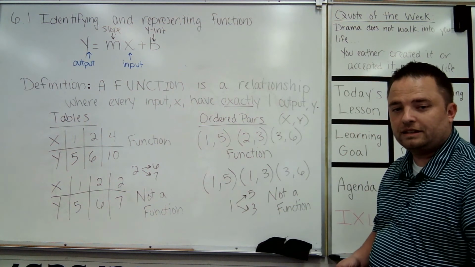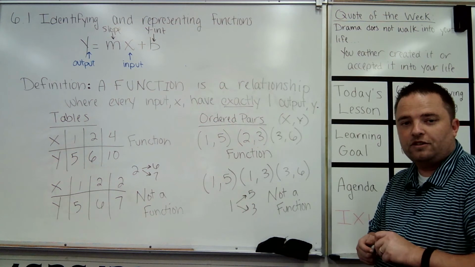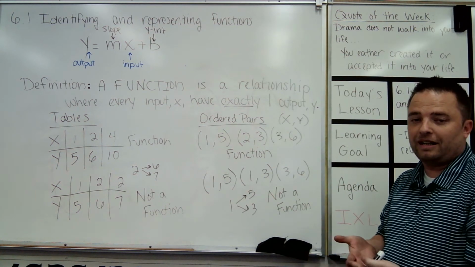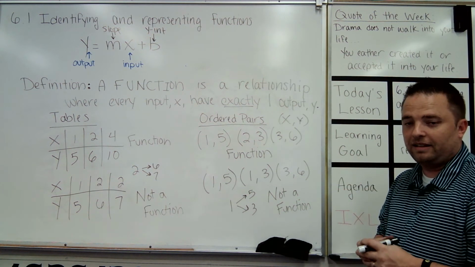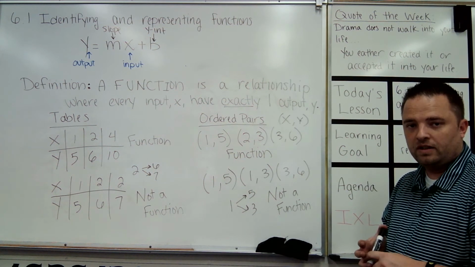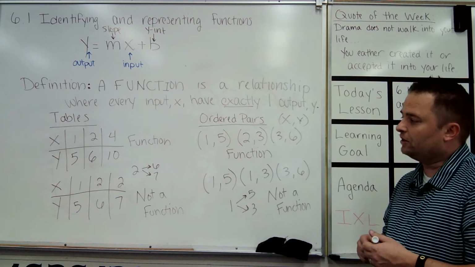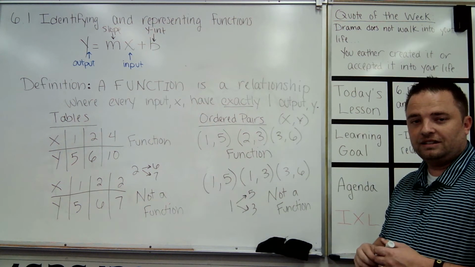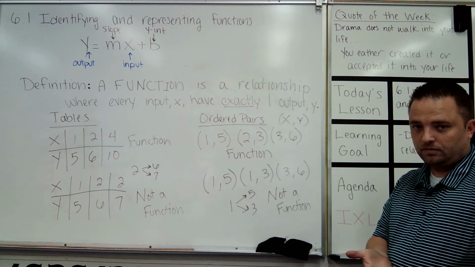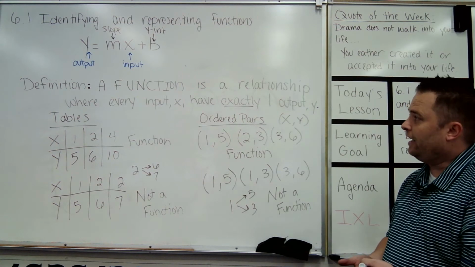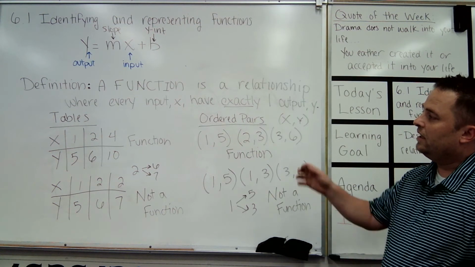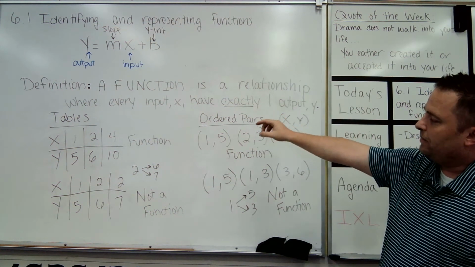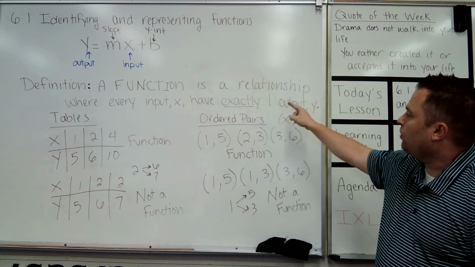The number one misconception about this lesson will be, do you have to understand what happens to the input to produce the output, like we did back when we were understanding those little machines back in second grade, third grade? And the answer is no. The point of today's lesson is to be able to look at data, whether it's a table or an ordered pair, and be able to decide whether the relationship is a function or it is not. To do that, you merely have to look at the definition. A function is a relationship where every input, meaning every X, has exactly one output.